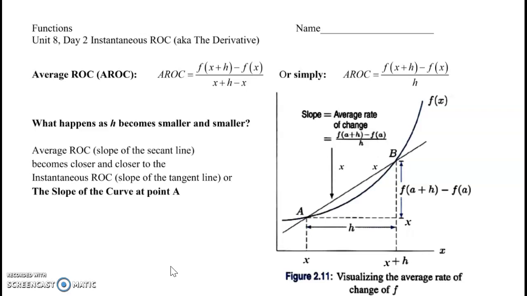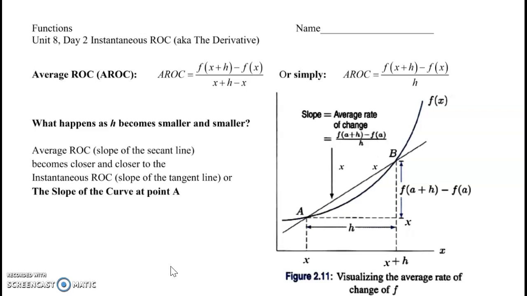So average rate of change, our definition is f of x plus h minus f of x over x plus h minus x, right? Change in y over change in x. Or simply, we know in this denominator that the x's cancel, so it's just over h. And we looked a lot at secant lines versus tangent lines in the unit where we studied the average rate of change. And so we know that the slope between point A and point B is found by this f of x plus h minus f of x over h.